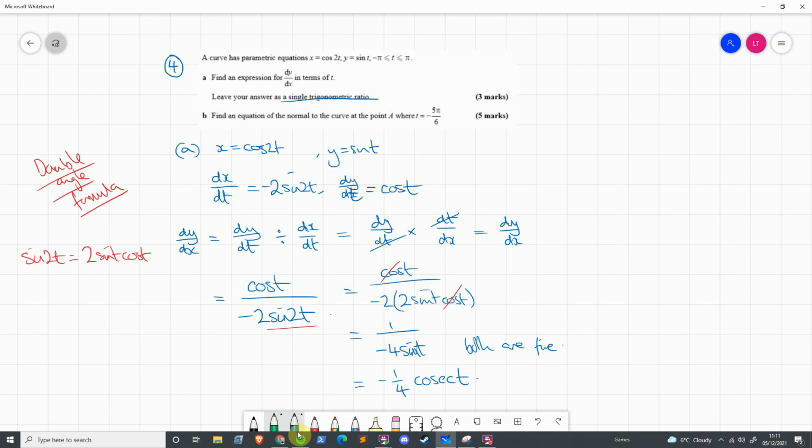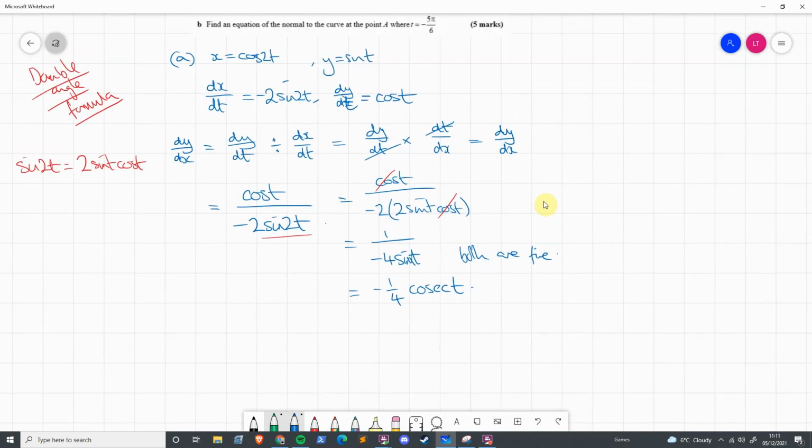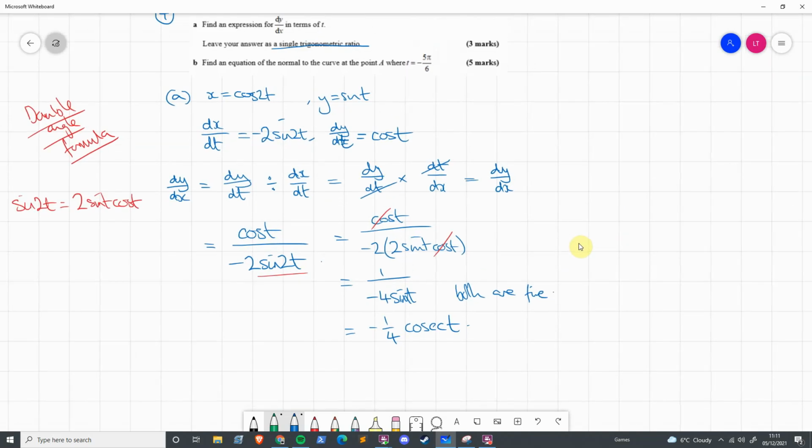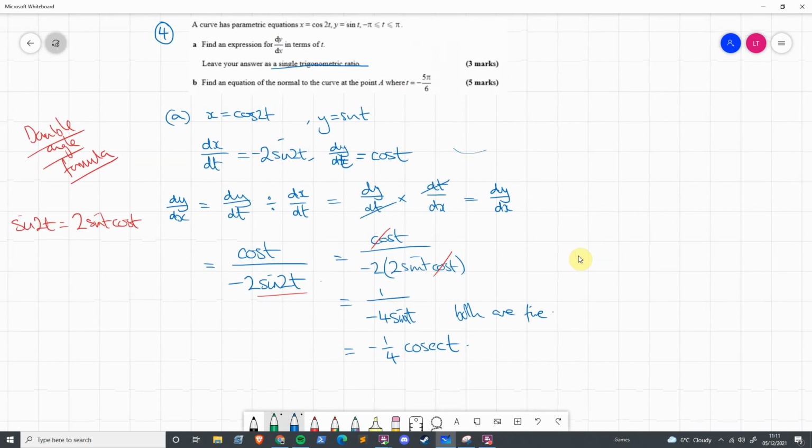Both are fine. Probably easier to leave it as sine, because on the second question we're going to do some substitution, and our calculator has sine, it does not have cosec. So let's just go from there. That's part A done. In fact, I'll just do B along the side down here, so it's all on one screen.